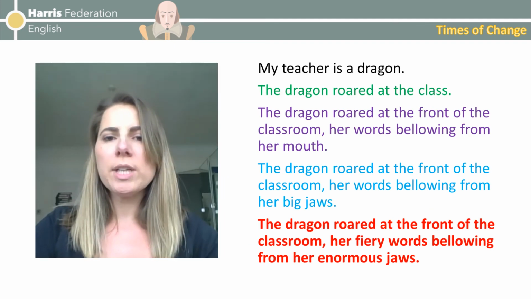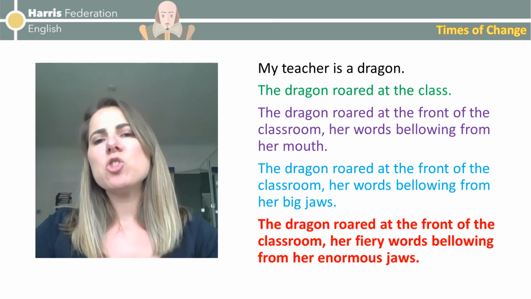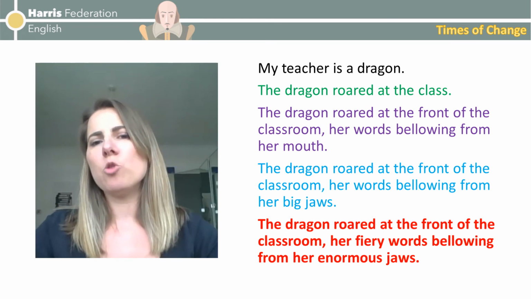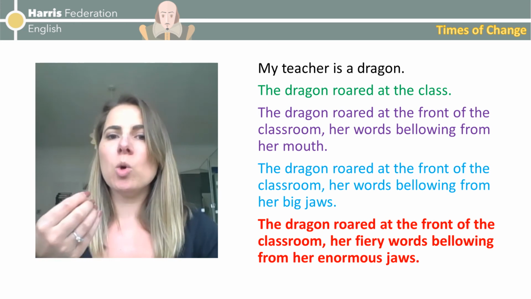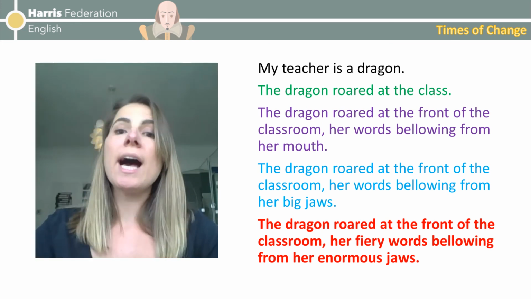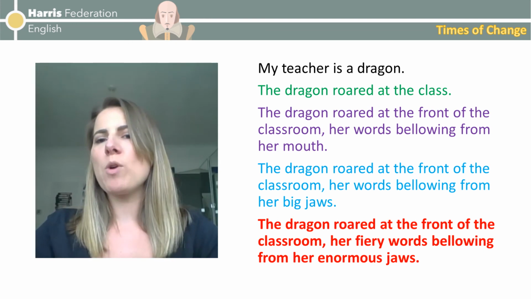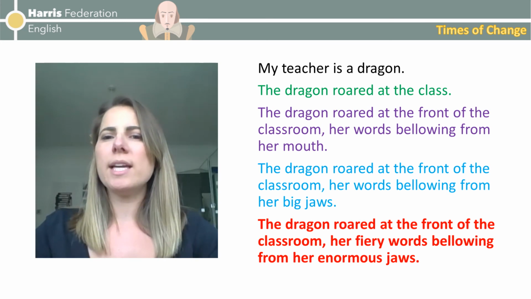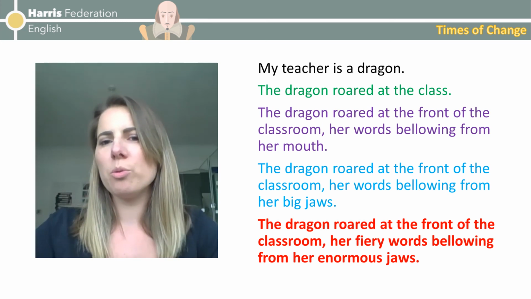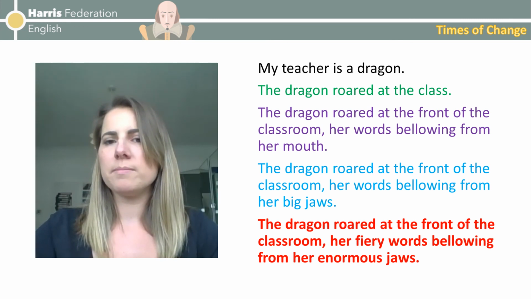I want you to really develop your metaphors or similes. Instead of just stopping at my teacher is a dragon, really develop the idea. Think about the qualities that your animal or your object has that you're comparing your original thing to. My teacher is a dragon. It's quite a simple metaphor, and if you just stop there, it doesn't show what you can do. So the more you develop it, the more sophisticated your metaphor becomes.